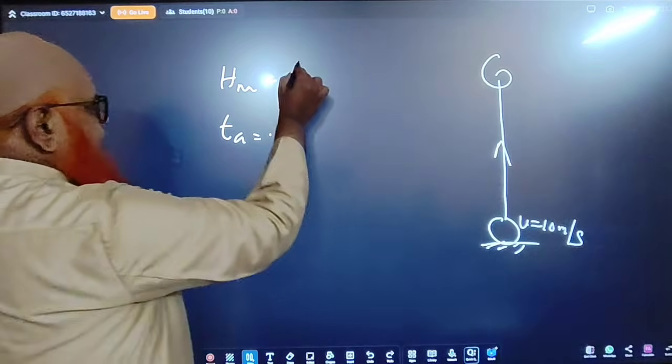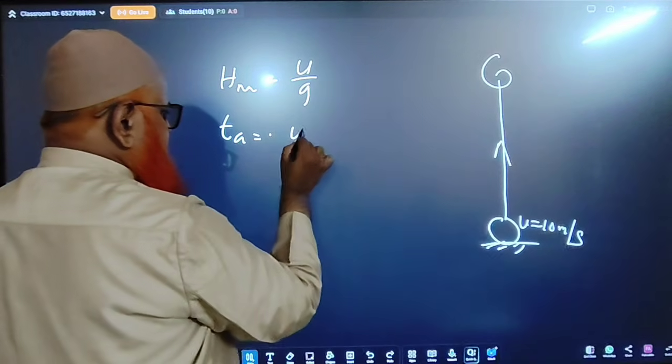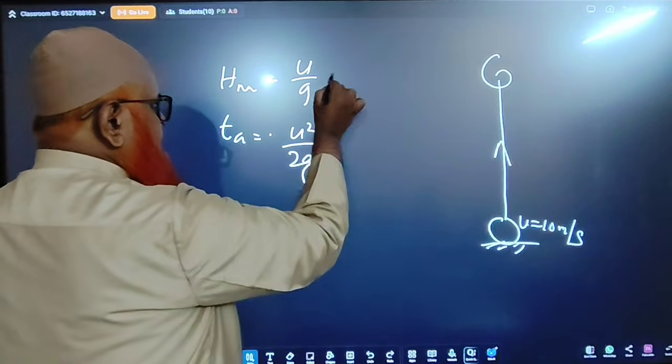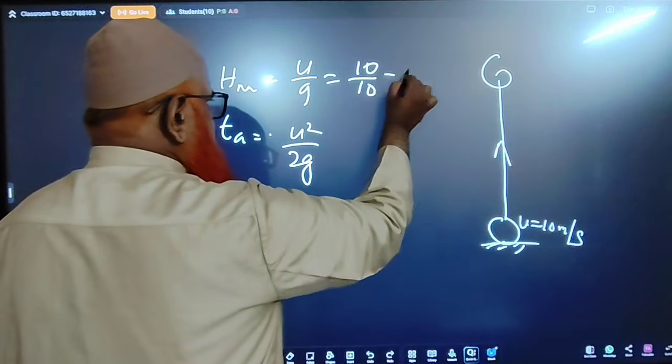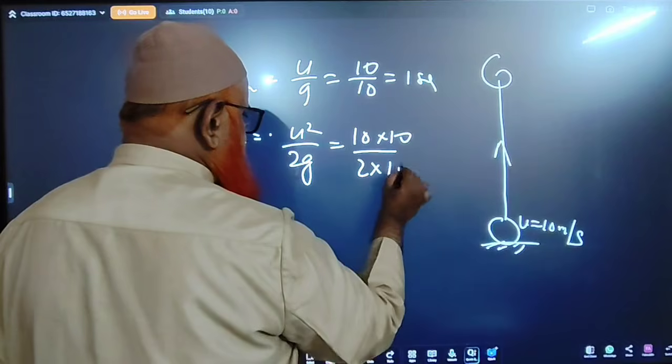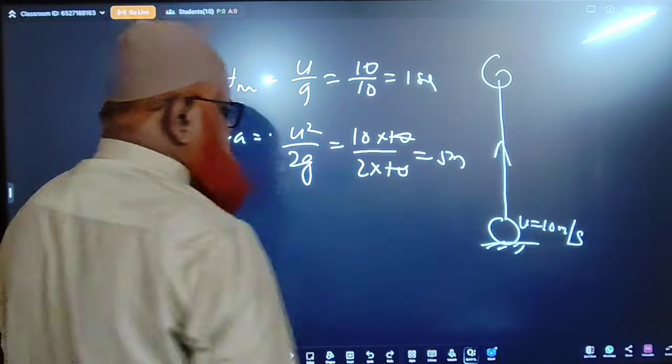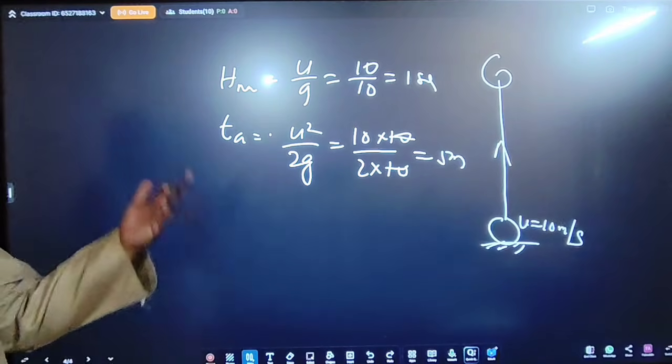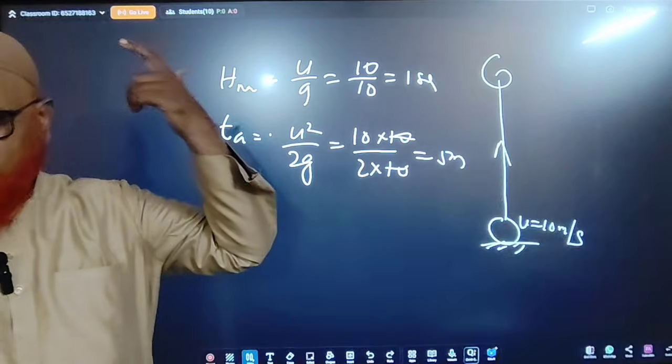It's very simple. Time of ascent is u by g, and h maximum is u squared by 2g. U by g is 10 by 10, which is nothing but 1 second. This is 10 into 10 by 2 into 10, which is nothing but 5 meters. So the maximum height reached by the body is 5 meters, and the time of ascent is 1 second.